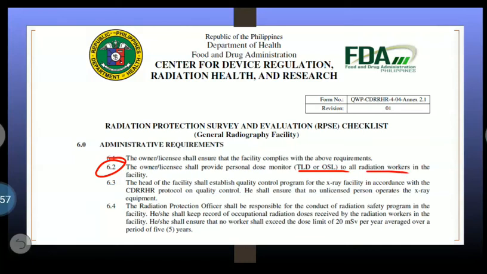Okay, radiation workers, it doesn't exempt the chief radiologic technologist. Sometimes the chief radtech no longer does x-ray because he is more administrative. But take note that the chief radiologic technologist is a licensed radiologic technologist. So he is entitled to have a TLD or OSL personnel monitoring device.